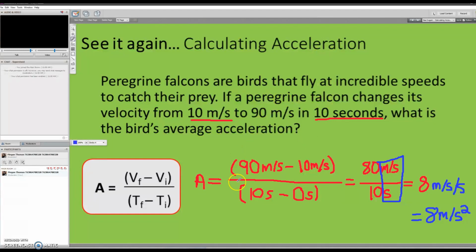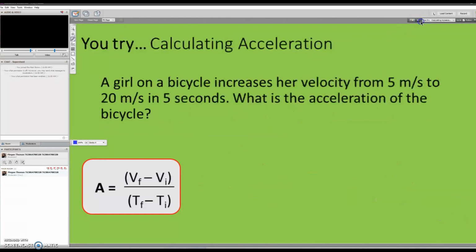So at this time, I would like to challenge you to try a problem on your own. So this is your time to practice applying this formula to calculate the acceleration of an object in motion. So I will go ahead and read this example once for you, and then I'll ask you to pause your video and to try it.